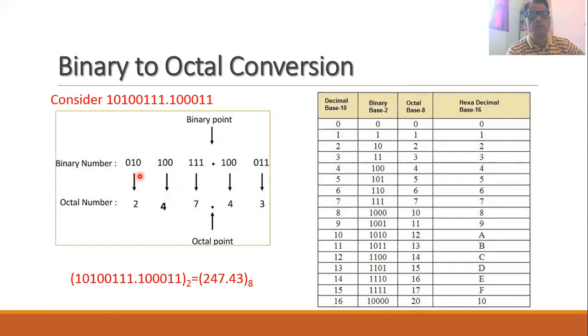The third group is 010, and for 010 the corresponding octal digit is 2. Similarly, here 100 is represented by 4 and 011 is represented by the octal digit 3. Therefore, you will find that the octal equivalent of the given binary number is 247.43 octal.